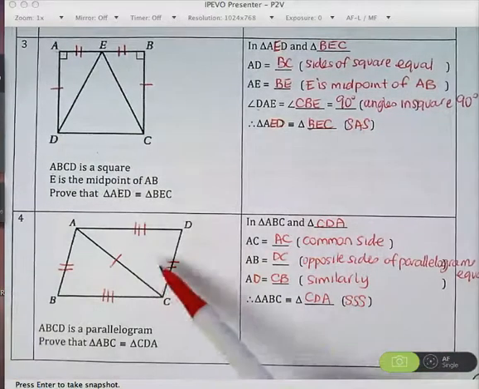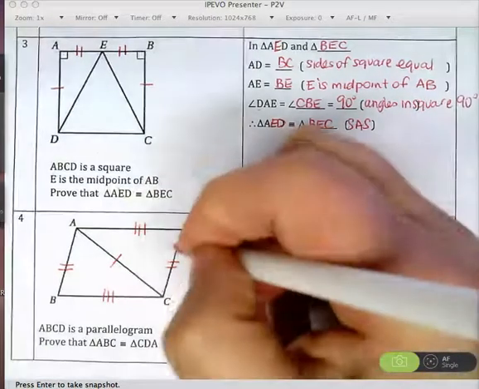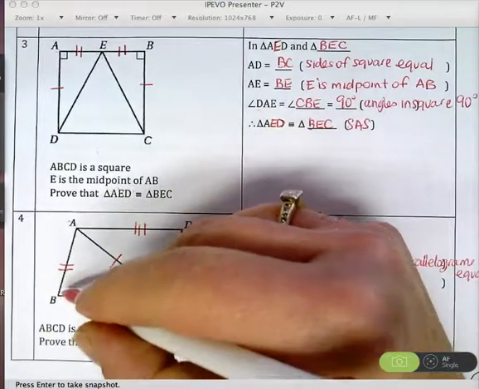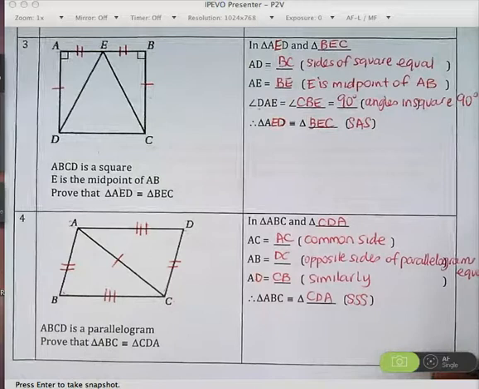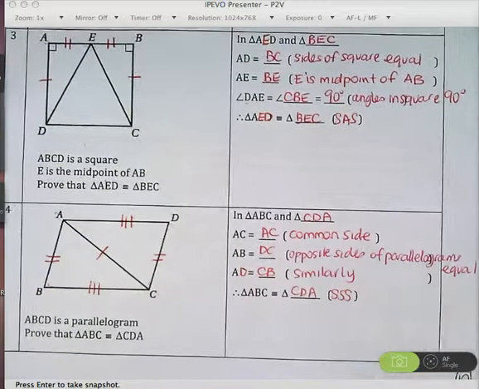Now this question could have been done another way. I could have said that I've got parallel lines. Actually, I'm going to do this question again on a piece of paper, and I'll just show you another way of doing it.